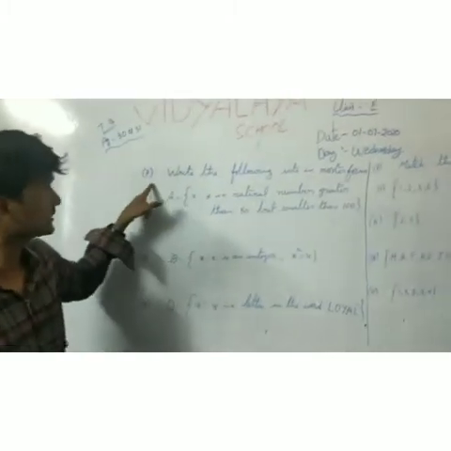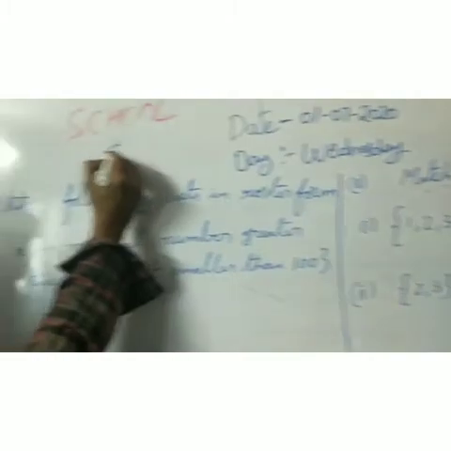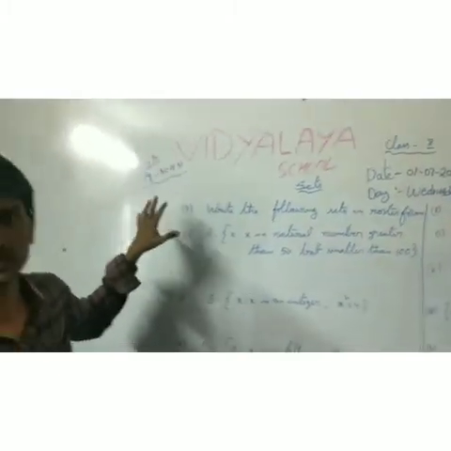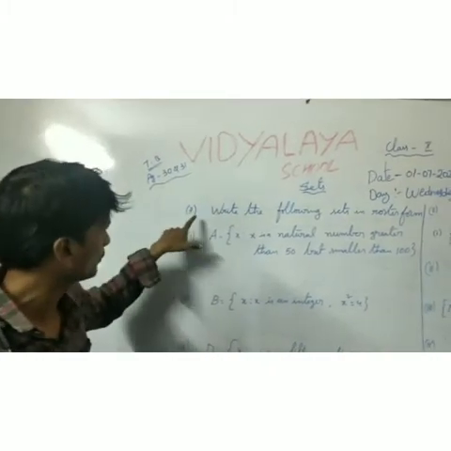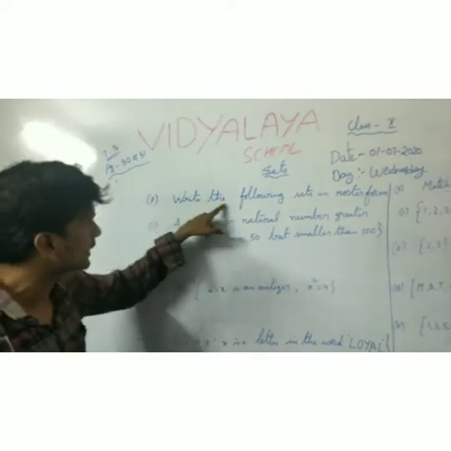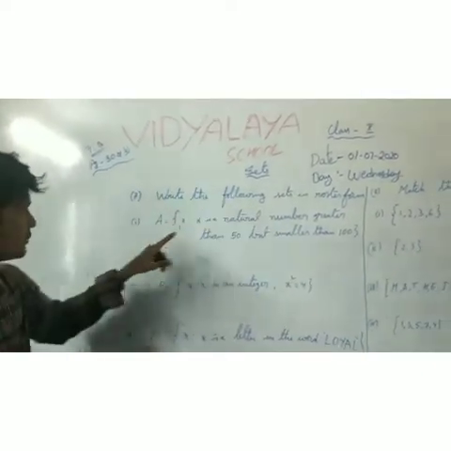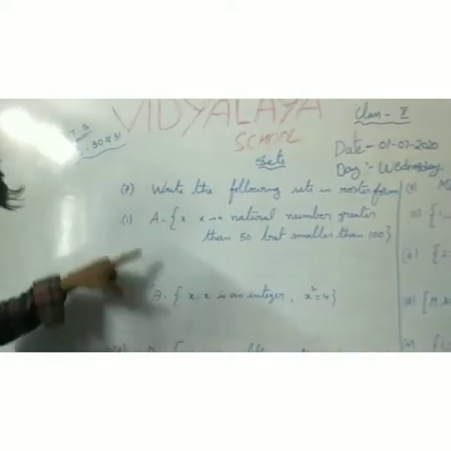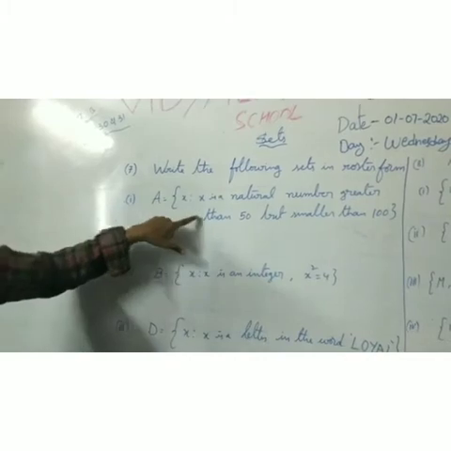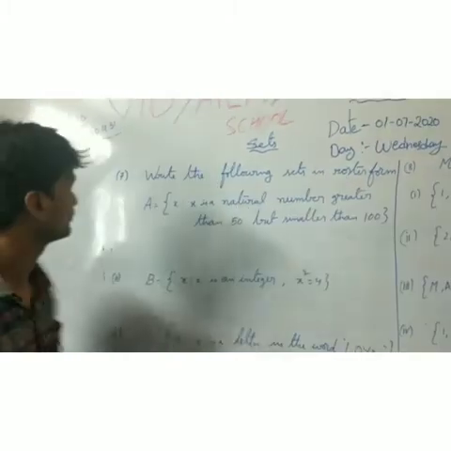Today we are discussing 7th and 8th problems in the Sets chapter. Problems 1 to 6 are completed so far. Now we will discuss the 7th problem. Write the following sets in roster form. In this question there are 3 parts, but each one is given in set-builder form, so we have to write them in roster form.